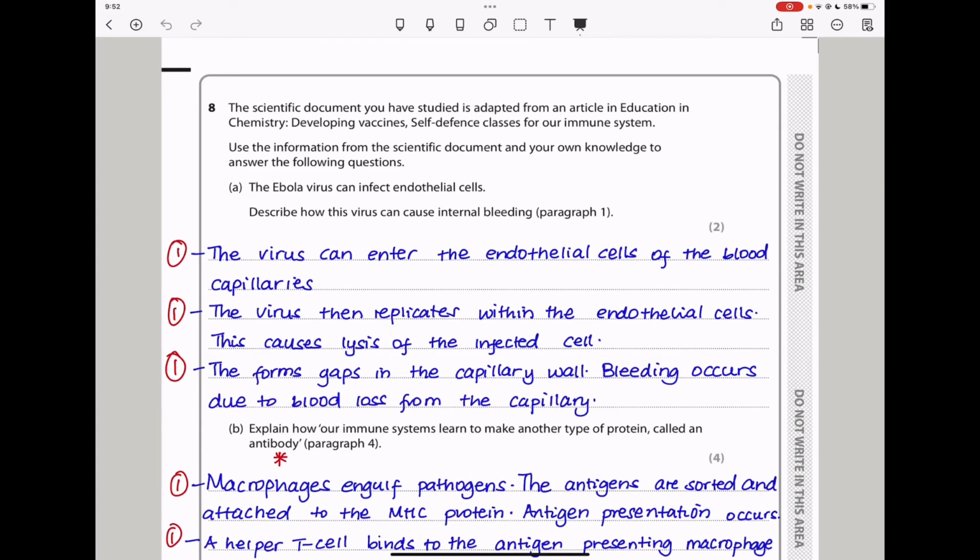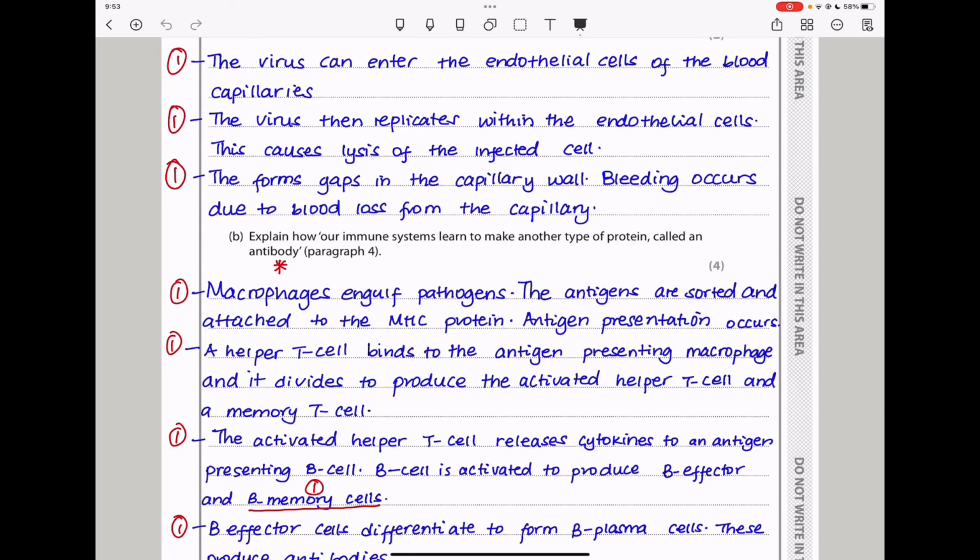So I said, the virus can enter the endothelial cells of the blood capillaries. Then the virus replicates within the endothelial cells. This causes lysis of the infected cell, and this forms gaps in the blood capillary walls. Then bleeding occurs due to loss of blood from the capillary.